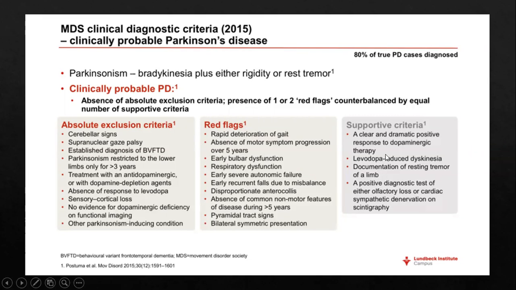Supportive criteria, when present, we are going to tell them as Parkinson's disease. There is a clear and dramatic positive response to dopaminergic therapy, levodopa-induced dyskinesia, documentation of resting tremor of a limb, a positive diagnostic test of either olfactory loss or cardiac sympathetic denervation on scintigraphy.